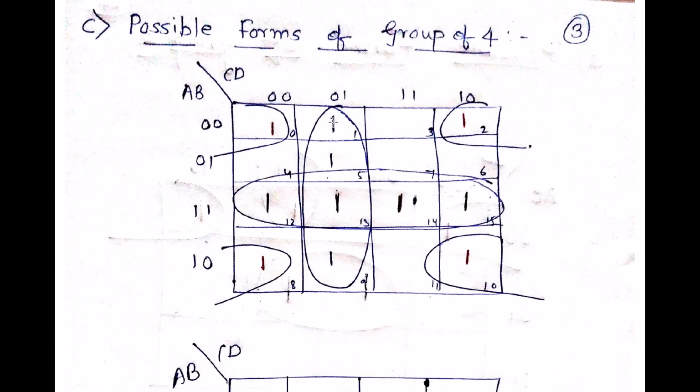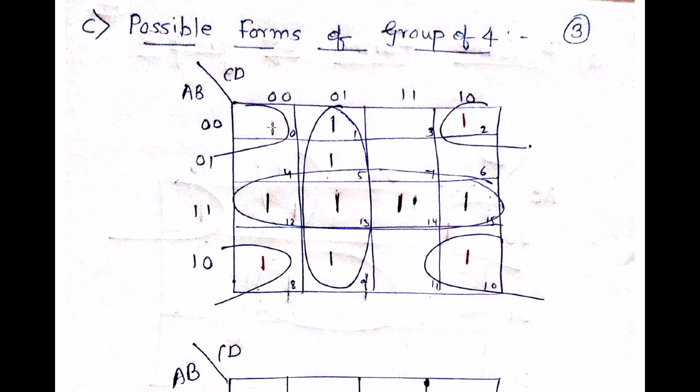Now how do you do it with 4? See over here. We have this one, this one, this one, and this one over here. They form a group of 4. Again this forms a group of 4, and again this forms a group of 4. So that is very essential. So these are the possible forms of grouping 4 number of ones.